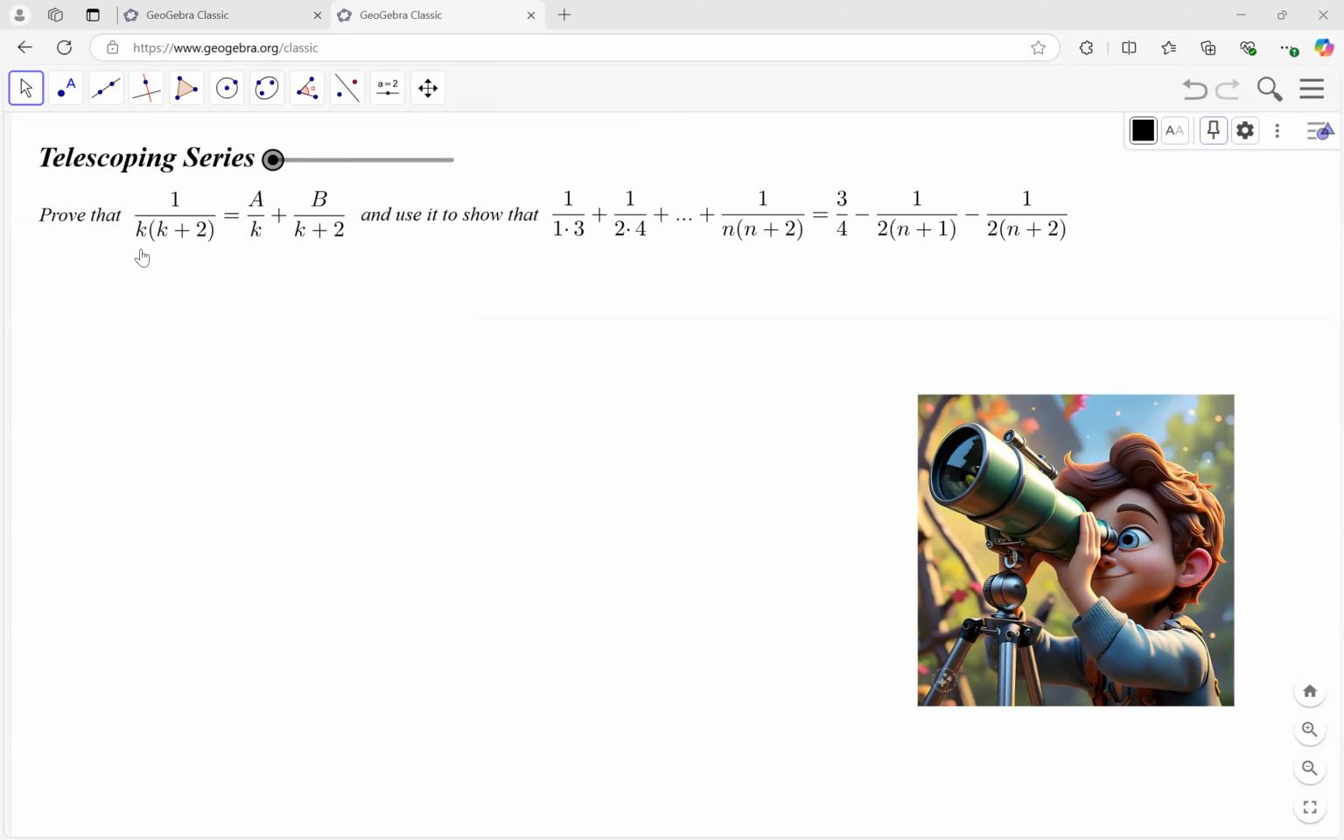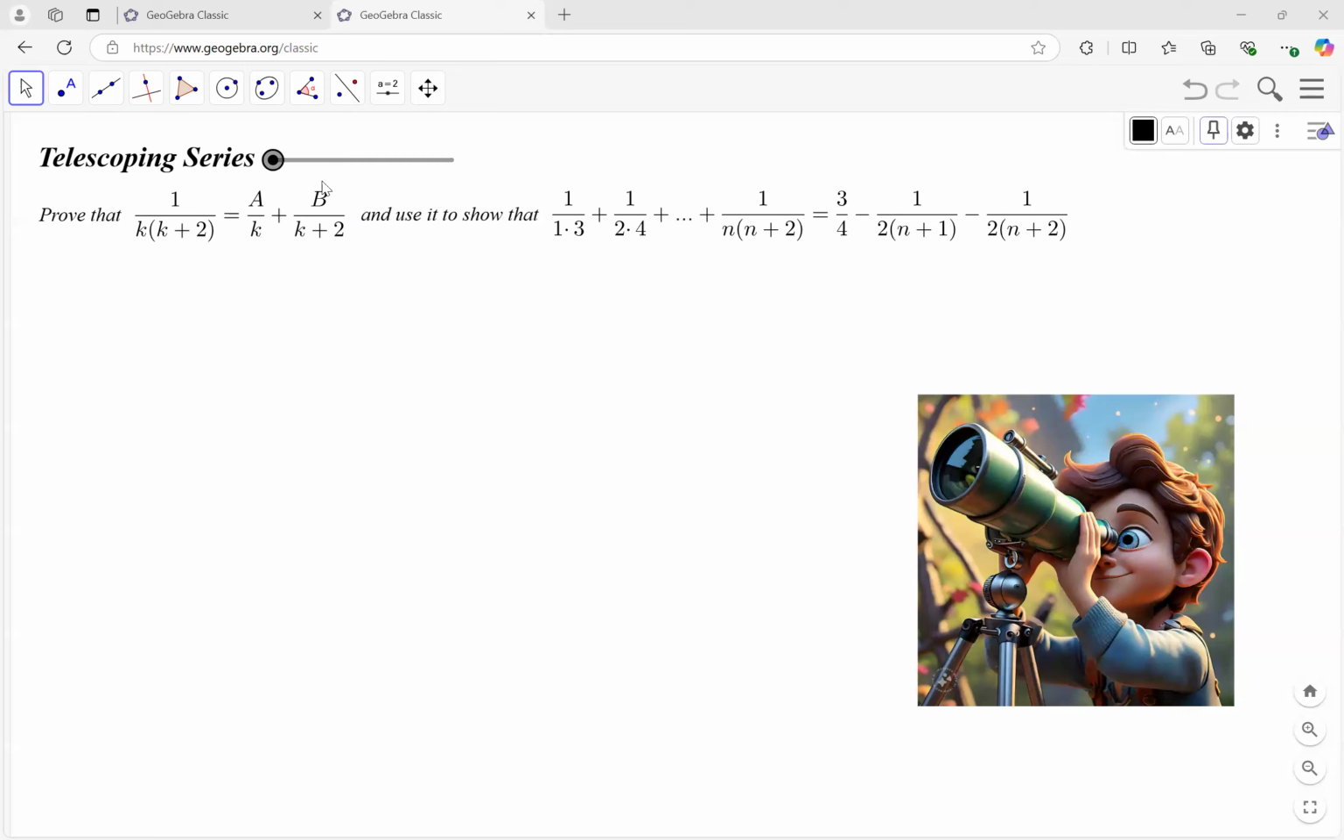It says prove that 1 on k multiplied by k plus 2 equals a on k plus b on k plus 2. And use it to show that 1 on 1 times 3, plus 1 on 2 times 4, plus dot dot dot up to 1 on n times n plus 2, equals 3 quarters minus 1 on 2n plus 1 minus 1 on 2n plus 2. So it might not be immediately obvious why this even relates to this series at all. But let's just break it down part by part.